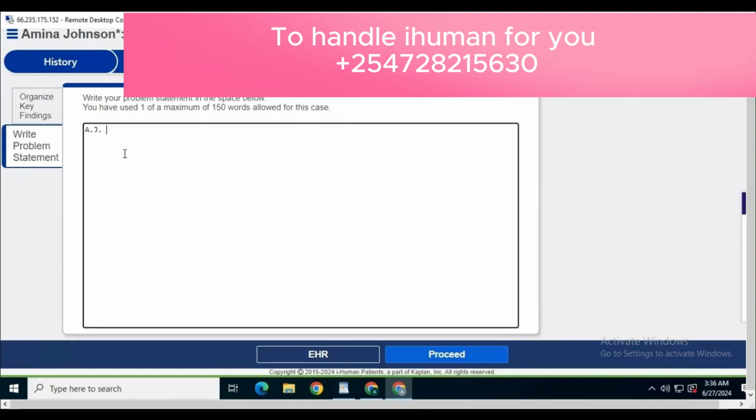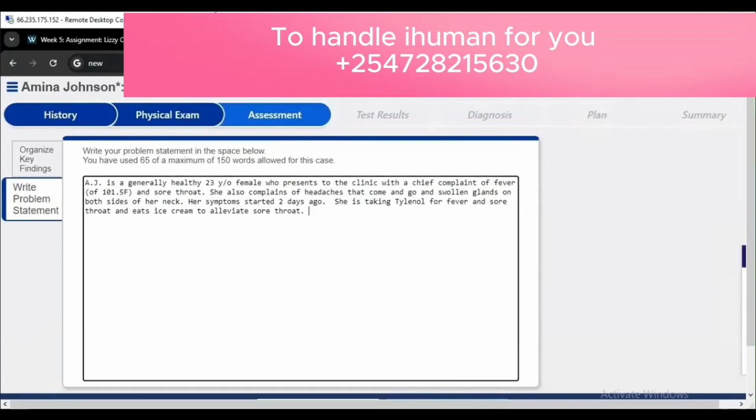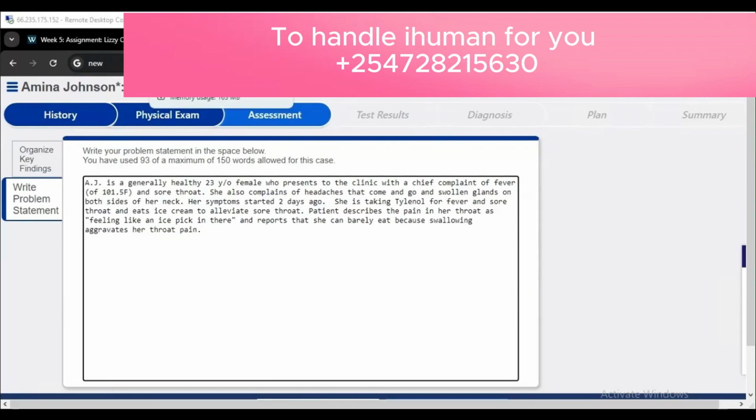Now, one thing with iHuman is nearly all the requirements come from history questions and physical exam. The assessment, I'll use them to assess the patient's health. The feedback from the physical exam and the response from the patient are what you use to draft your problem statement, which is part of the assessment. And again, that same data is what you use in the remaining parts or sections of the case.